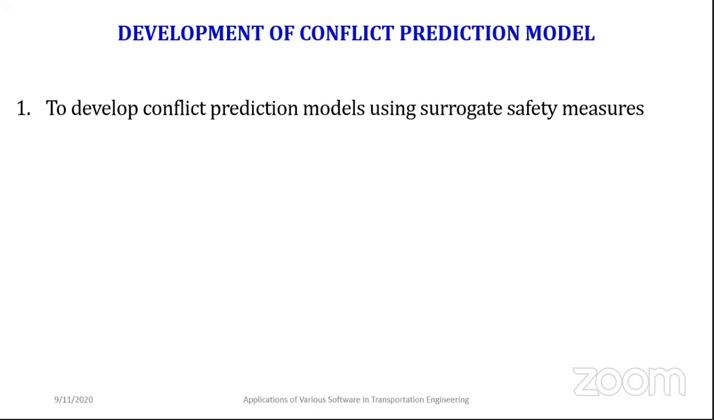The first one is the development of a conflict prediction model. Basically, the conflict prediction model we develop using the NLogit or SPSS software. It is a kind of regression equation only. So this is the prediction, and this might be your equation, beta 1 x1 plus beta 2 x2. This is the final outcome of your conflict prediction model, but the conflict depends on various real-world variables as well as data like speed and volume. So all these variables are considered as x1, x2.